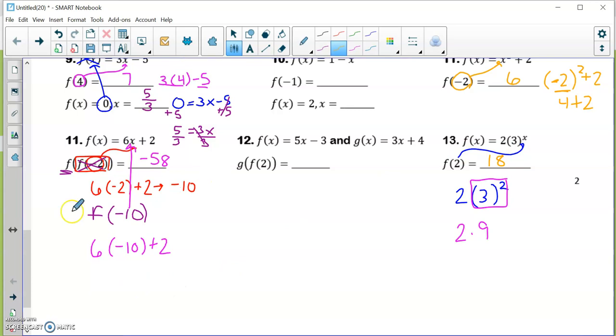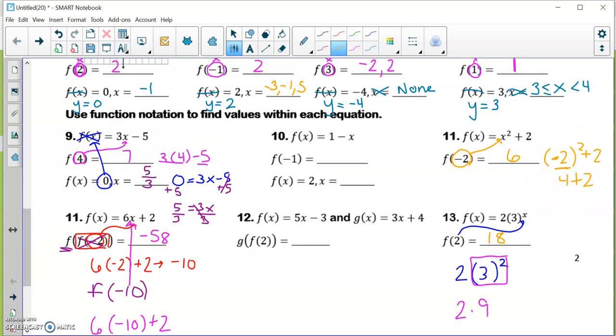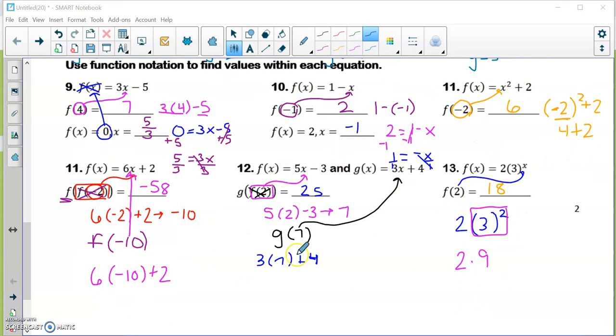I'm going to have you pause the video, try 10 and 12 on your own, then resume to check your answers. And here are your answers with the work shown.